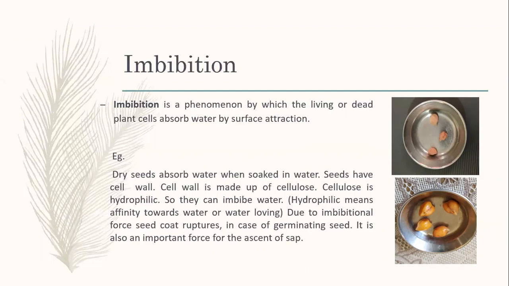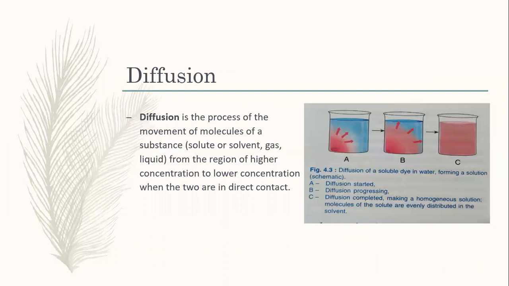Due to imbibitional pressure, the seed coat ruptures during germination of seed. Have you noticed when you make a sprout with grains, while germinating, the seed coat ruptures due to imbibitional pressure only. Let us go to the next slide, diffusion.